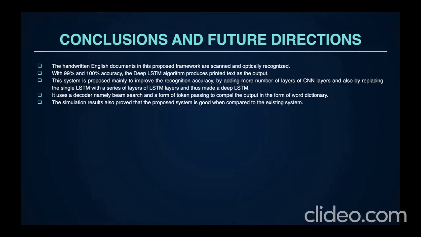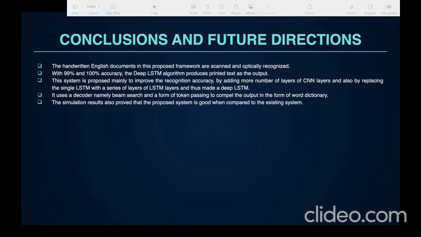It uses a decoder, namely beam search and a form of token passing, to compel the output in the form of a word dictionary. Also, if a recognized word is not contained in the dictionary, we will search for the most similar one.